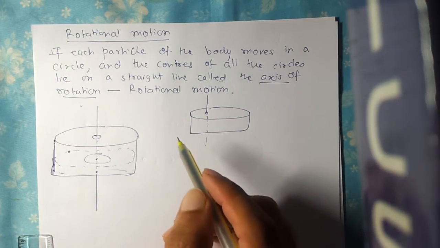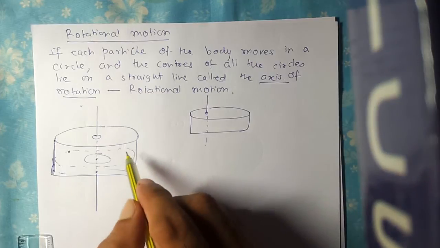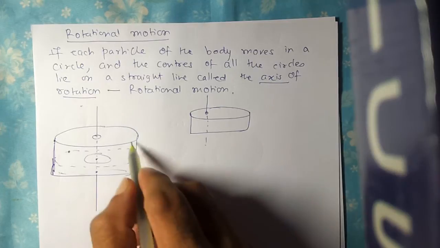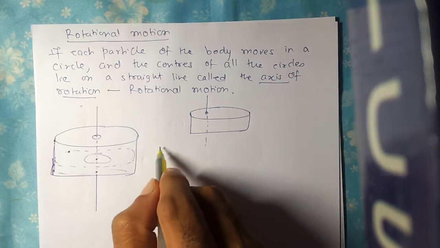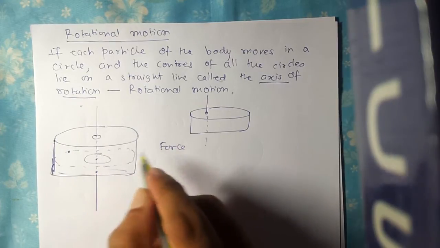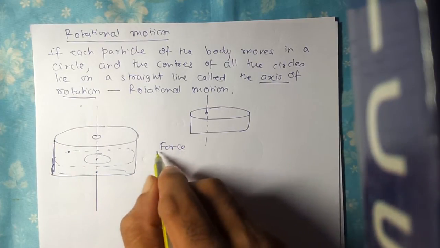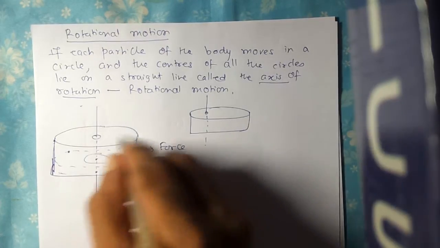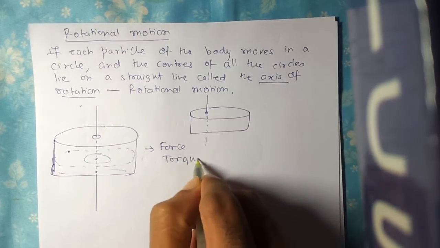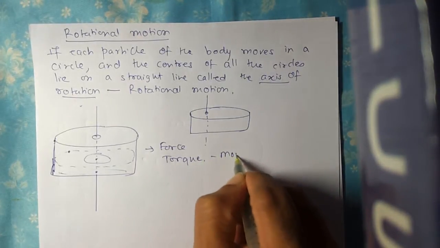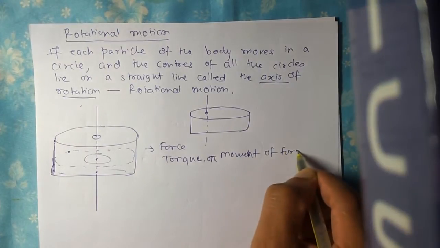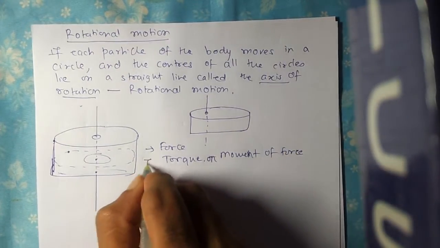The question that we are now going to look at is how and why is this rotational motion caused? Quite obviously, the body performs rotational motion because of application of force. So a force is being applied on this body and therefore it performs rotational motion. And when on application of force a body performs rotational motion, we say a torque has been applied, or moment of force. Torque or moment of force, and we will denote torque by T.